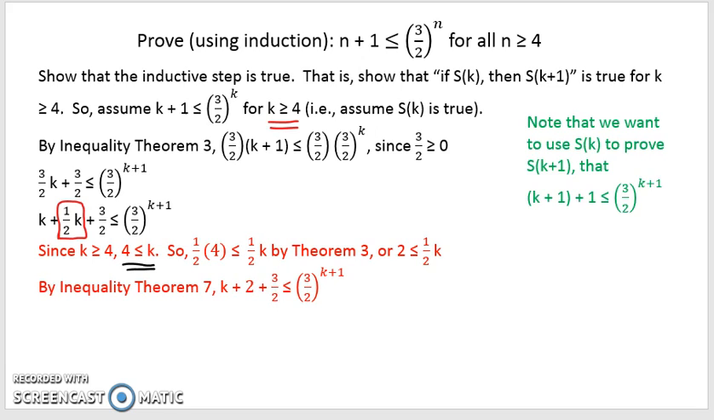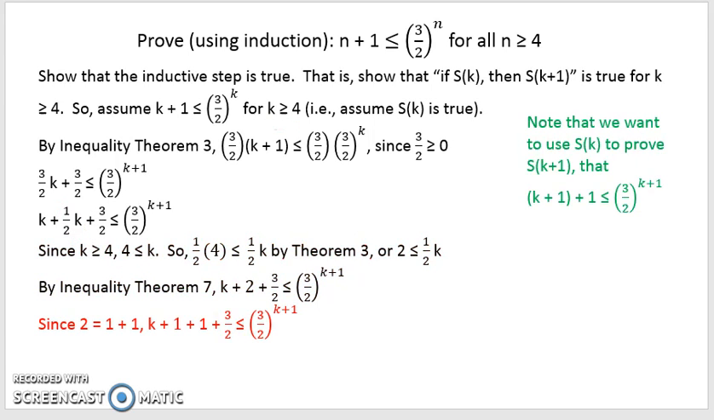Now what I'm going to do is substitute. I know that k plus 1/2 k plus 3/2 is less than or equal to 3/2 to the k plus 1. So I'm going to substitute something smaller in for that 1/2 k, which is our 2. And that's how you get your 2 in there. So I have a little bit of algebra when I do that substitution. This is inequality 7: k plus 2 plus 3/2 is less than or equal to 3/2 to the k plus 1. Pretty close to being done.